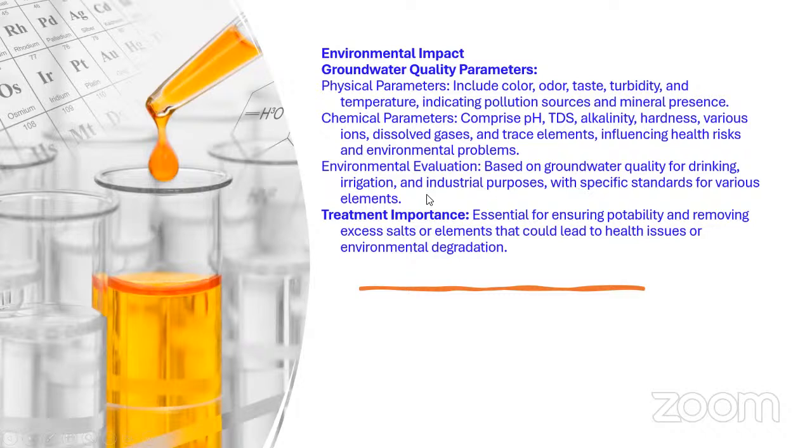for various elements. These are the different types of groundwater quality parameters which impact the environment, and treatment importance is essential for ensuring potability and removing excess salts or elements that could lead to health issues or environmental degradation. Like this environmental impact, groundwater quality parameters, we have discussed physical, chemical, and environmental evaluation and the treatment importance.